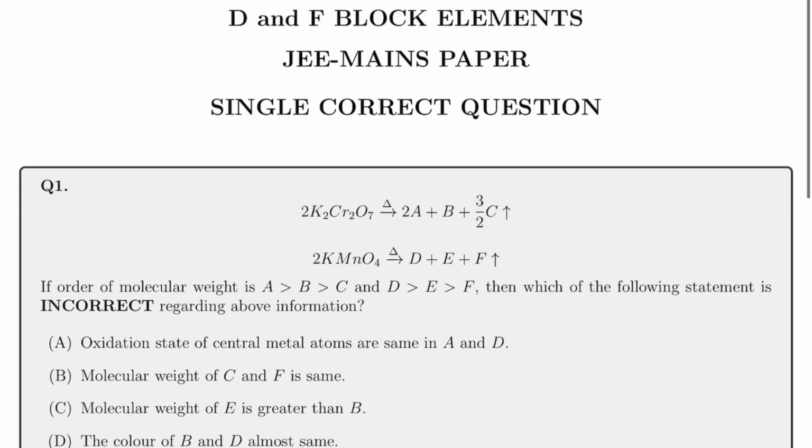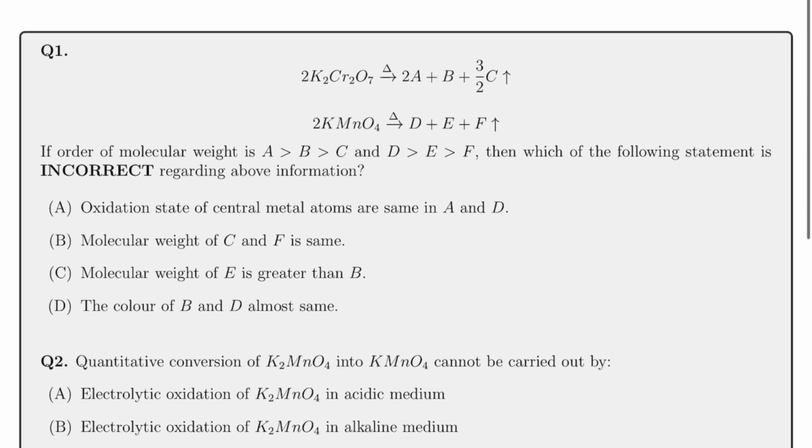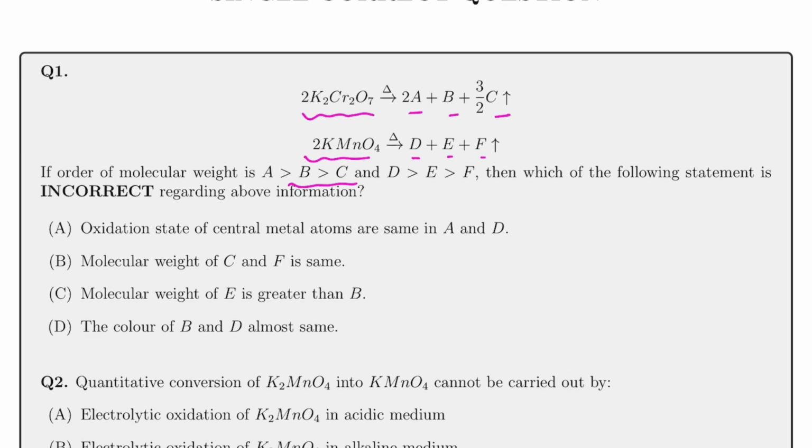So in this video I have taken questions on D and F block elements. Let's see all those questions and try to figure out the right answer. So the very first question is heating of K2Cr2O7 and KMnO4, and it has been given that A, B, C, D, E and F are in increasing order of molecular weights, and you need to find the incorrect statement. What's more important over here is the heating products.